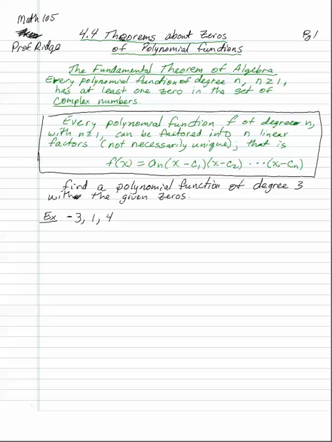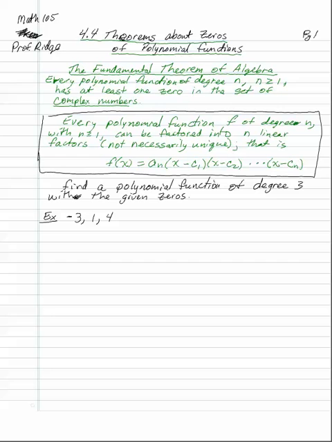So you're going to have n linear factors, linear being x to the first power minus some constant. Okay, and then c1, c2, c3 up to cn will be the zeros of the function. And also we can work backwards. I can give you the zeros and then we can work backwards to find the polynomial.